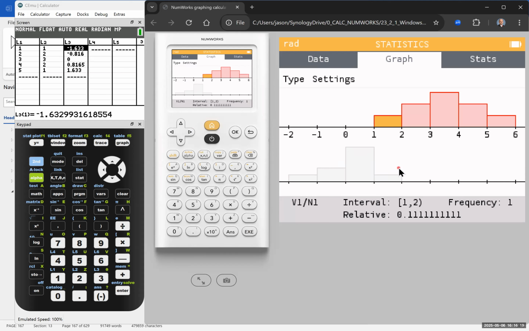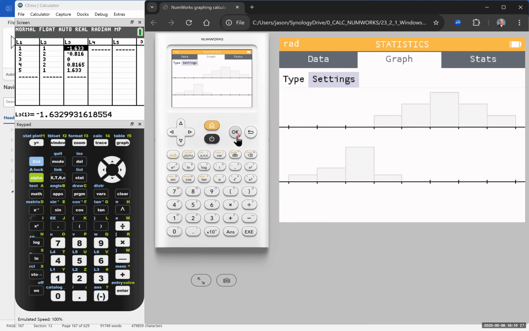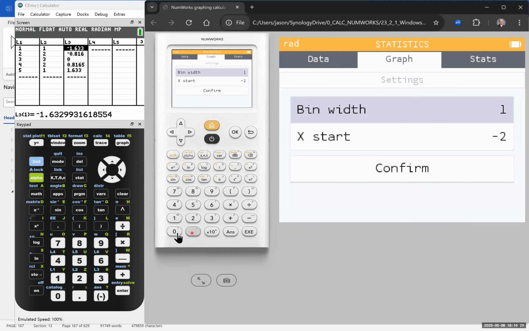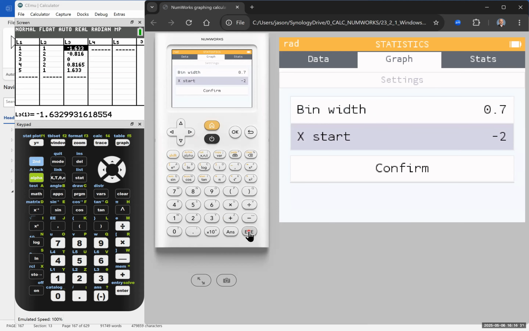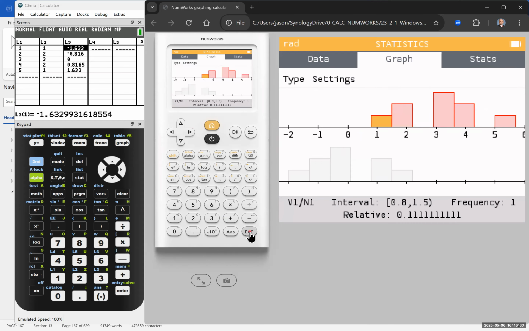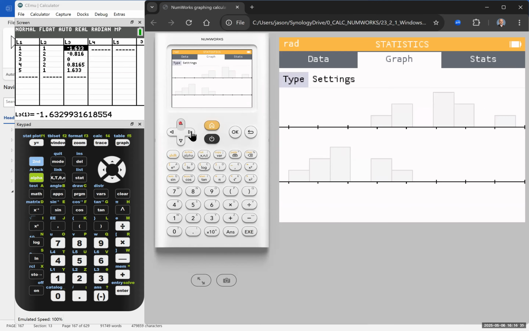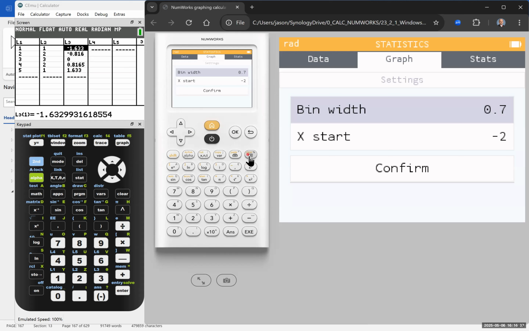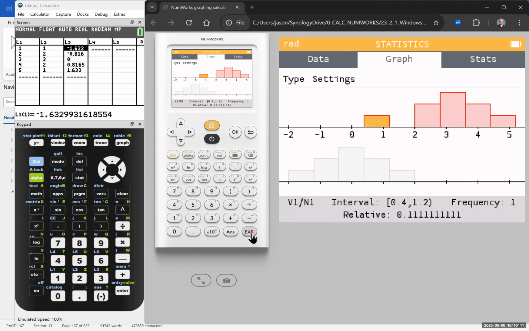Oh, not quite. Okay. These scales aren't exactly the same. Let me try one more thing. Let's try. Again, this is what happens when you try and wing it. Yeah, it's not quite working out.